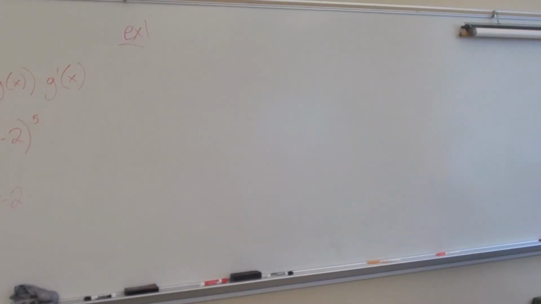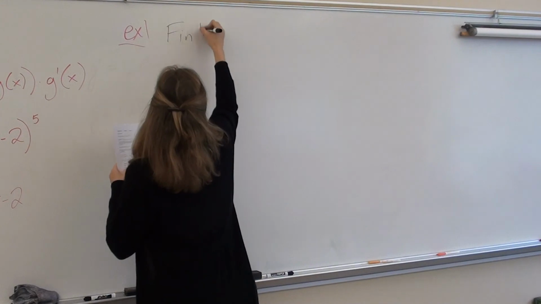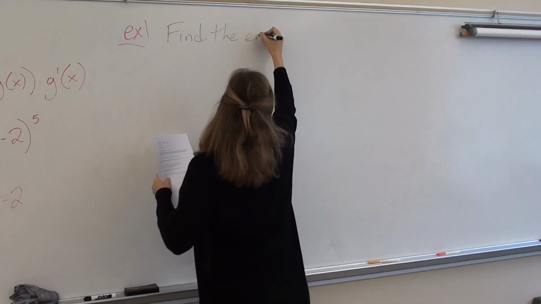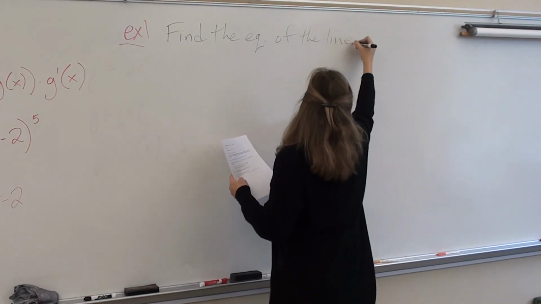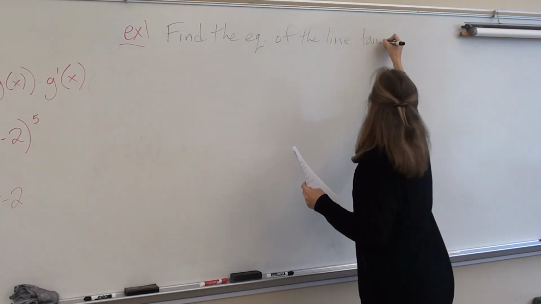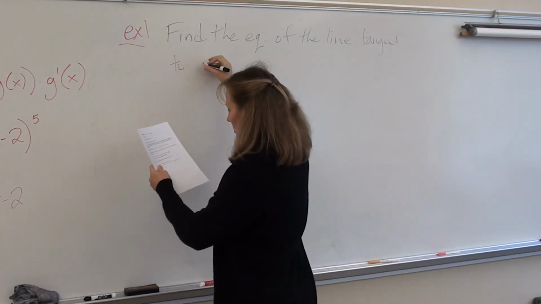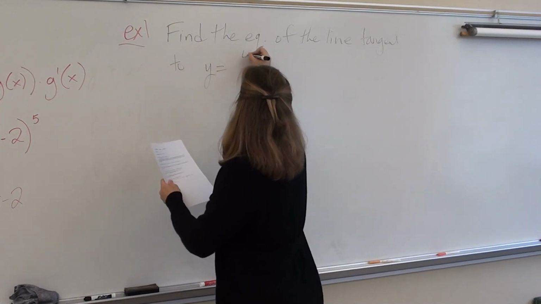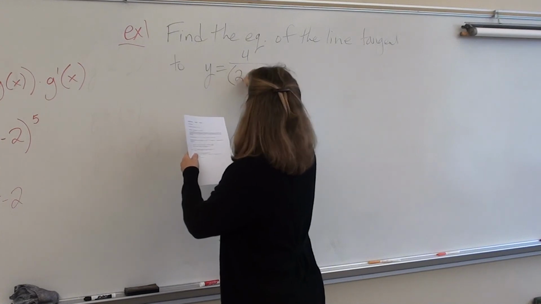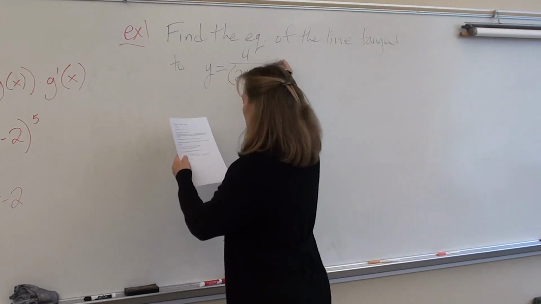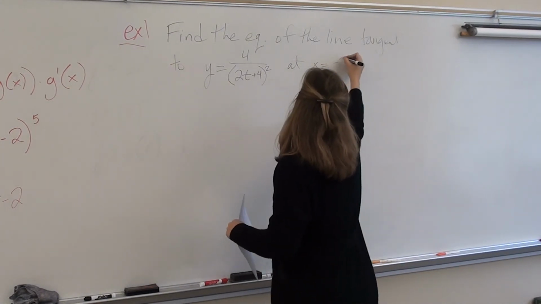All right, so let's do a tangent line. Find the equation of the line tangent to y equals 4 over 2t plus 4 squared at x equals -3.